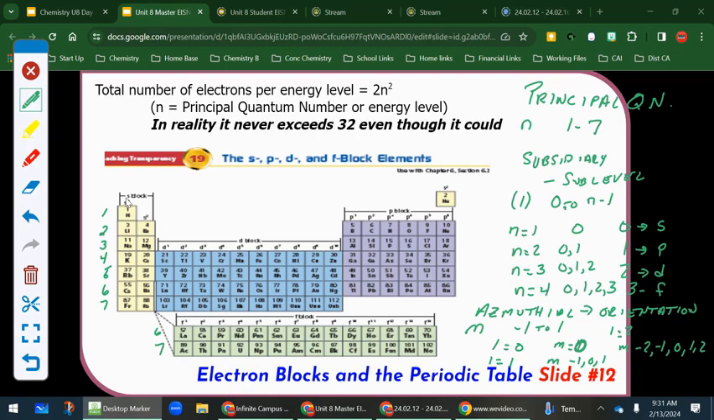Hund's rule is one of the yellow ones on your periodic table. I believe Hund is on there, isn't he? Or not? I could be mistaken on that. Was Hund on there or no? Nope. Okay, sorry.